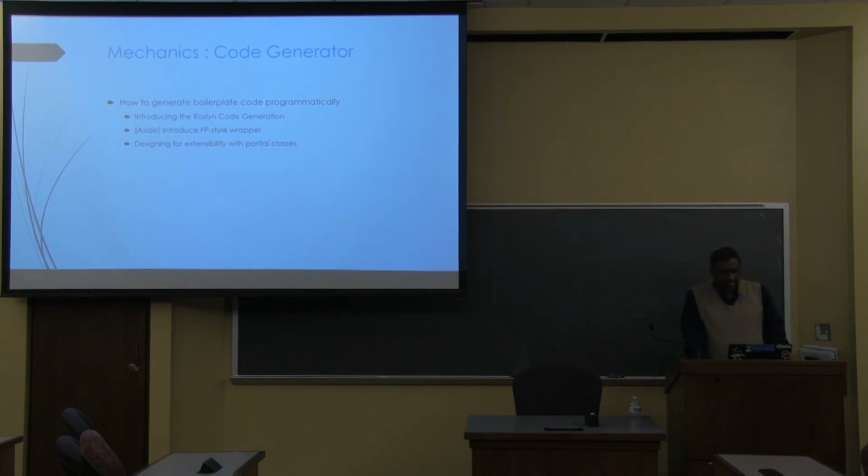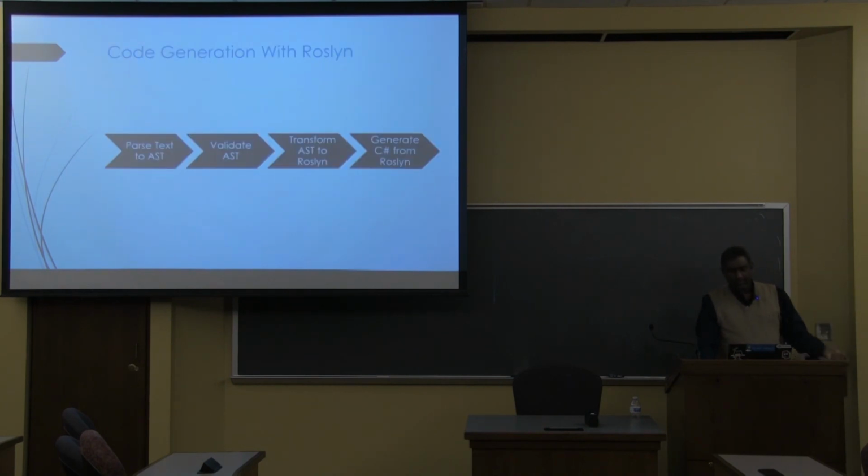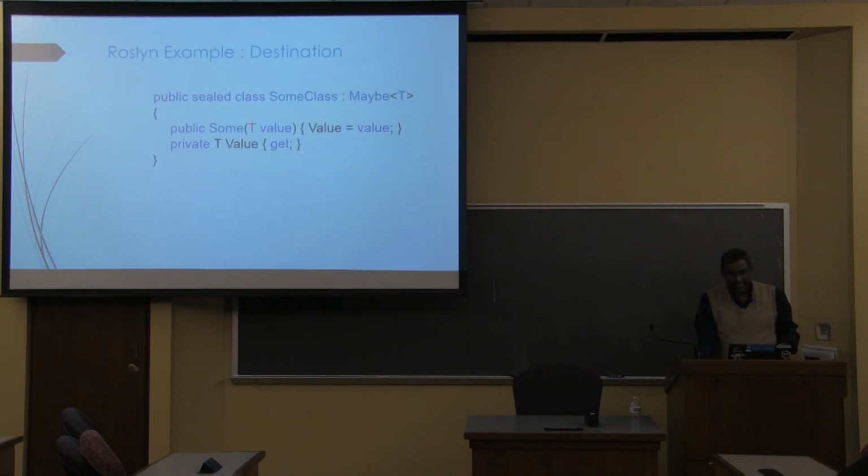Okay, so now we've done that, we have to do the Rosalind style generation. So we're going to take our AST and conform to something that Rosalind can consume. And before we get there, let's just take a simple example of what Rosalind's AST looks like.